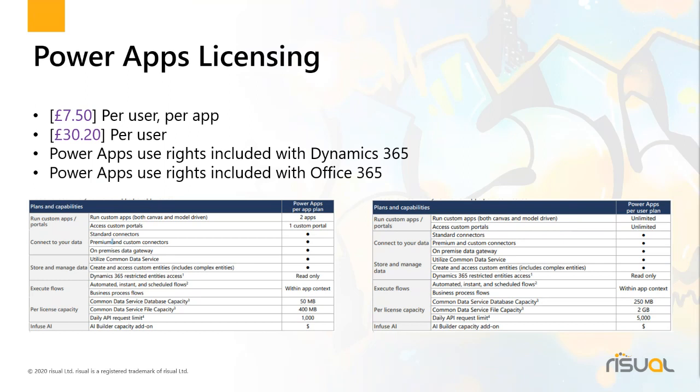They also have access to a portal and can see a certain amount of data that resides within the common data service. The key thing there is they're using the common data service. Now, what you'll find is with this next license, where we've got the per user at £30.20, that per user license is going to give you unlimited access to the number of applications, portals, access to the common data service, and so on. But obviously, you may not want to give all your users that full use license.